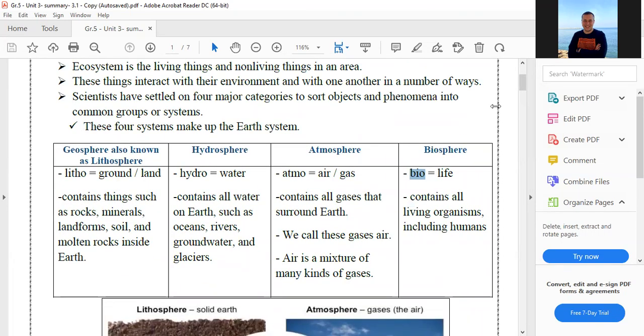So, Adnan, can you tell us what is meant by geosphere or lithosphere? It means ground or land. Continue, please. It contains things such as rocks, minerals, landforms, soil, and molten rocks inside the Earth. Thank you. Okay.